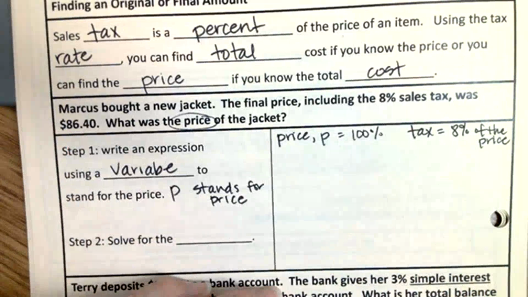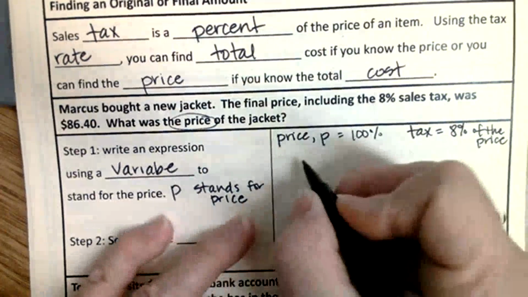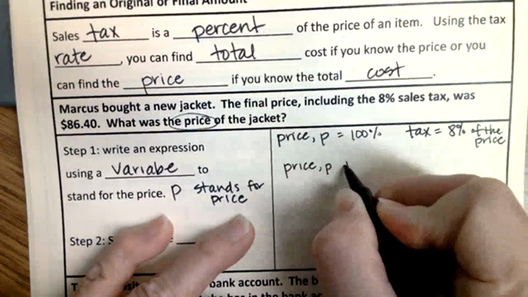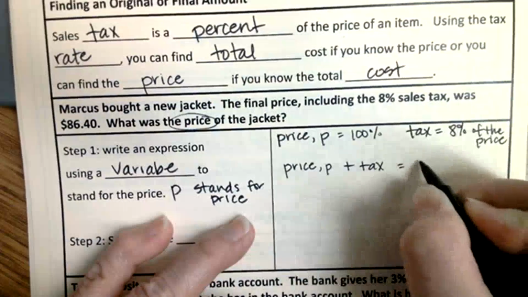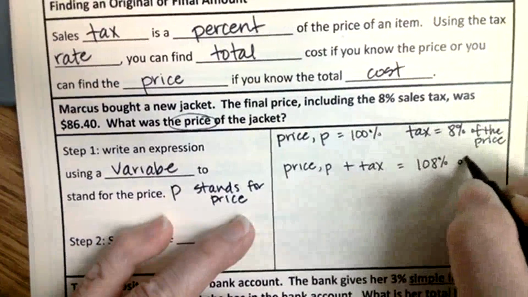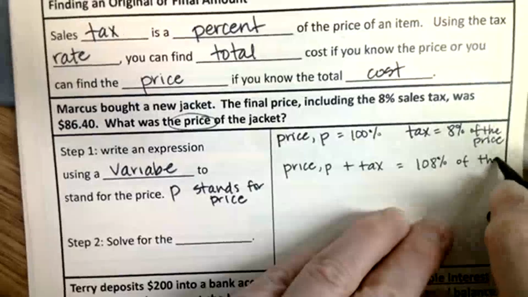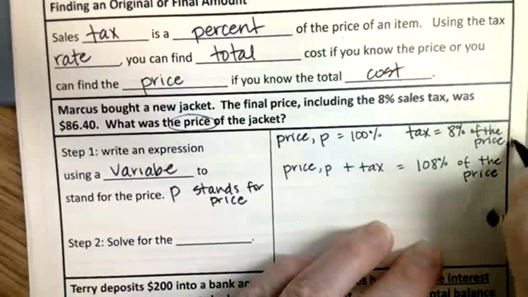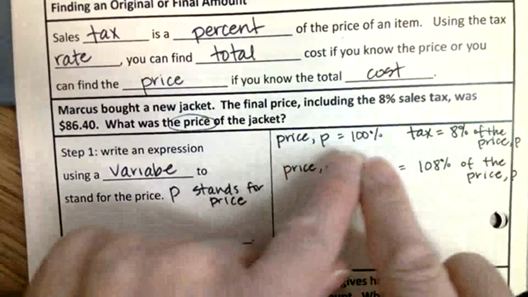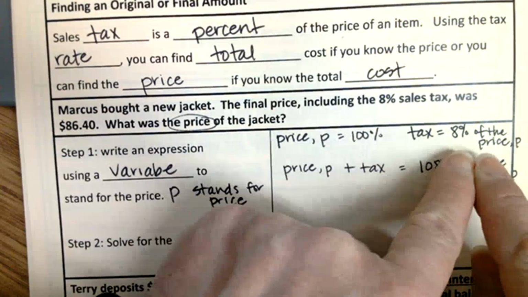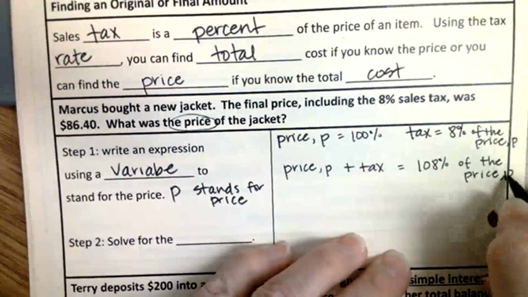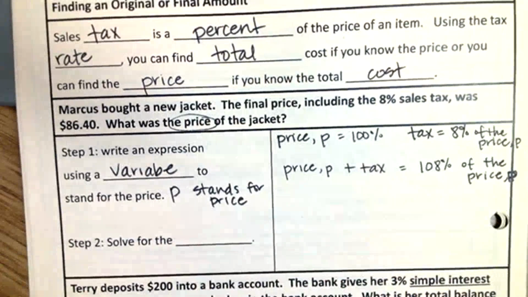So basically, the total cost is 100% plus 8%, 108%, right? So let's do price, which again is P, plus tax is 108% of the price, which we don't know, right? Price is P. So the price is 100%. The tax is 8% of that. So the price plus the tax is 108% of the price. Okay, that's a P. Now, how do we write an expression for that?